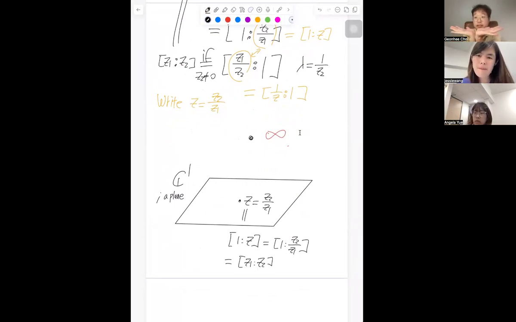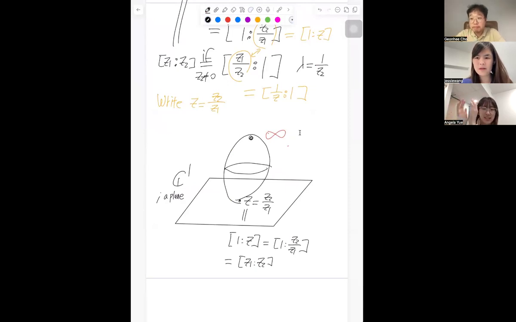You have a plane. There's another point outside that we will call the infinity point. Just attach. Can you see? This becomes the two-dimensional sphere. Then the element of the plane corresponds to the element of the two-dimensional sphere, except for the North Pole.